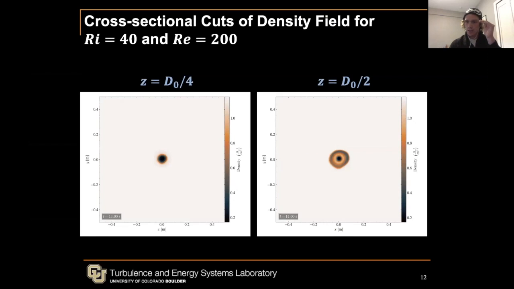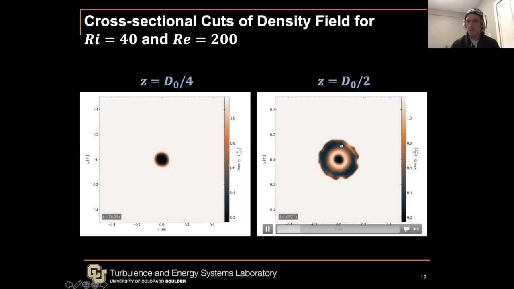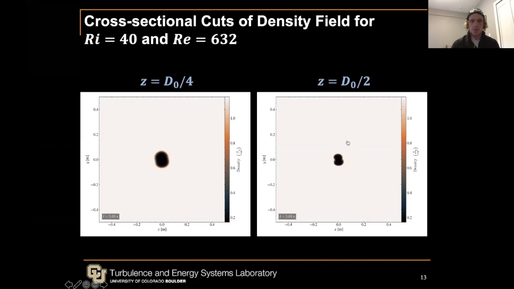If I look at cross sections in the plane at a quarter diameter downstream and a half diameter downstream, you can see on the left here that the oscillations are very axisymmetric. They're very circular. But on the right, you can see these structures forming. We call them finger-like structures, where the helium is protruding out radially. As you increase Reynolds number, these structures form at lower streamwise locations, and they're also much smaller in scale. You can see the small-scale structure just along the interface on some of these puffs.